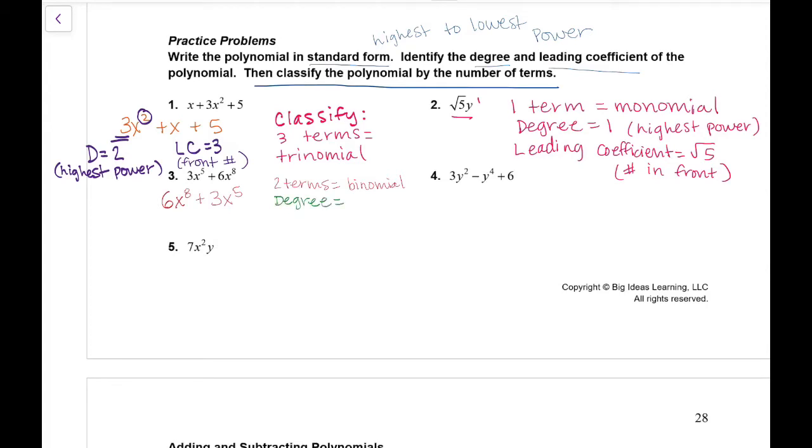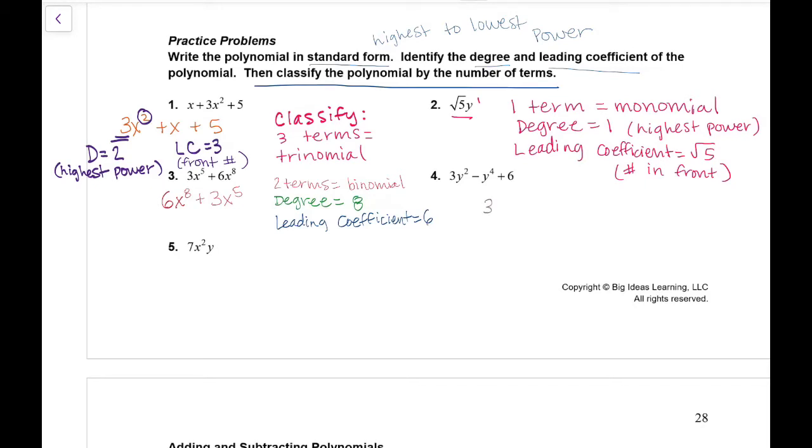The degree would be the highest power. The highest power here is 8. Then the leading coefficient is the number in front when you write it in standard form. So this leading coefficient is 6. Now look at how we wrote it above. The 6 is second, but it's still the leading coefficient because it's by the highest power.